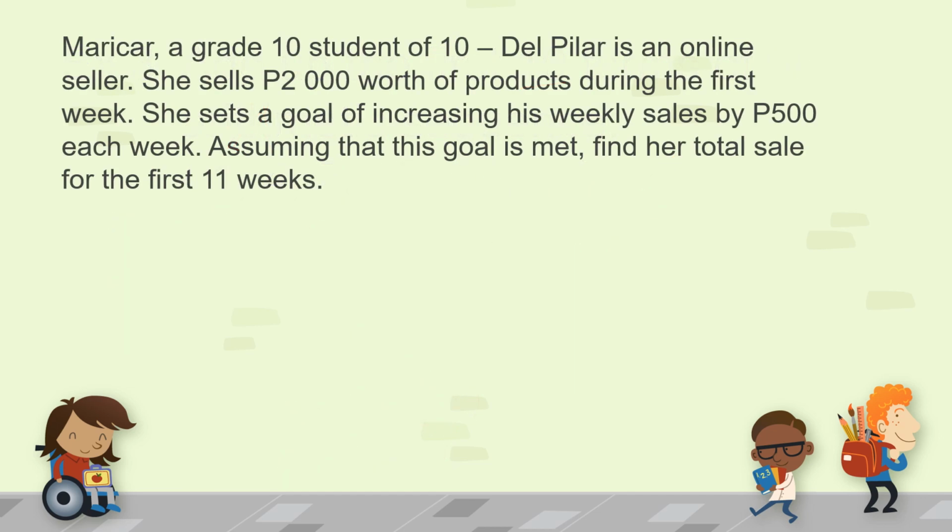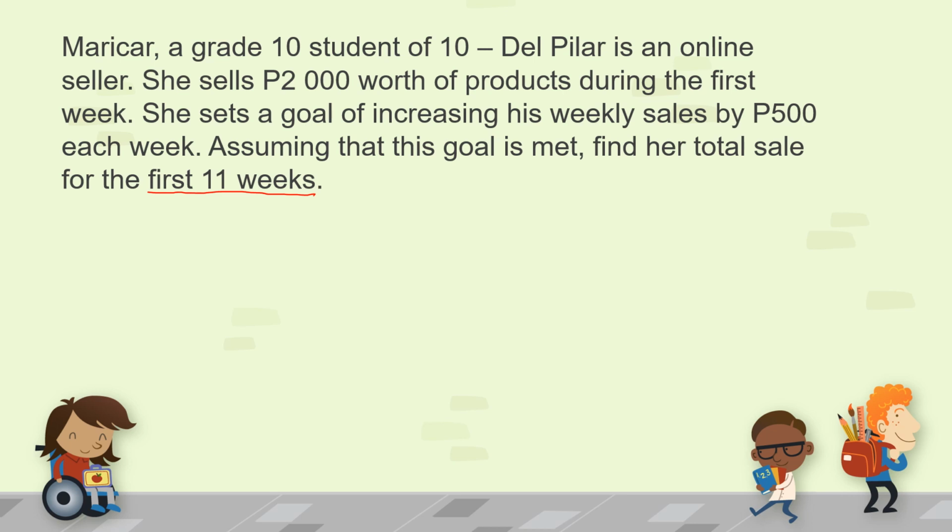Let us try this problem as our application. Maricar, a grade 10 student of 10 Del Pilar, is an online seller. She sells 2,000 worth of products during the first week. She sets a goal of increasing her weekly sales by 500 each week. Assuming that this goal is met, find her total sales for the first 11 weeks. So please take note of this: total sales for the first 11 weeks. That means you're going to find the sum of all the sales from week 1 to week 11.